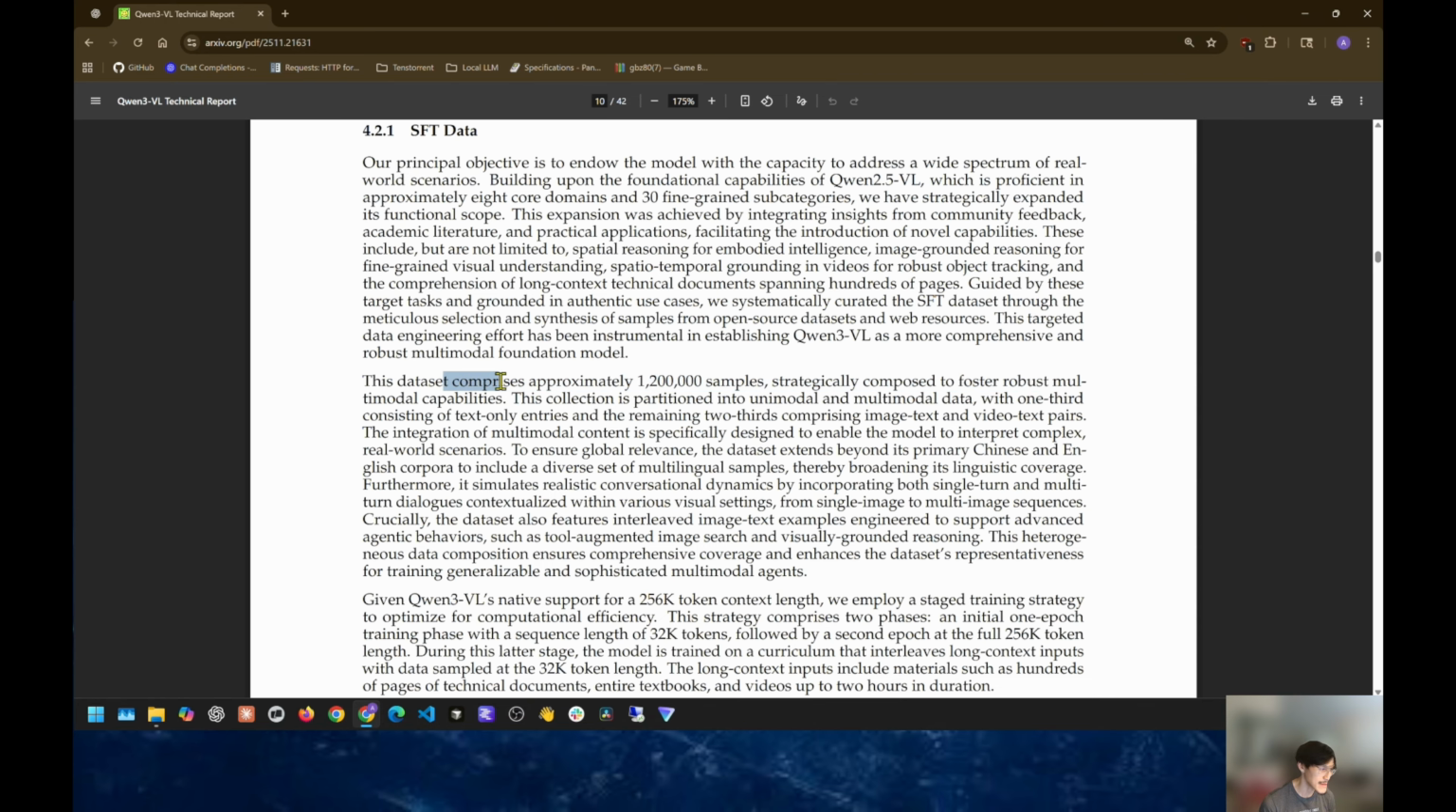Okay, so to develop this breadth, the dataset comprises approximately 1.2 million samples, strategically composed to foster robust multimodal capabilities. This collection is partitioned into unimodal and multimodal data, with 1/3 consisting of text-only entries and the remaining 2/3 comprising image-to-text and video-text pairs. The integration of multimodal content is specifically designed to enable the model to interpret complex real-world scenarios.